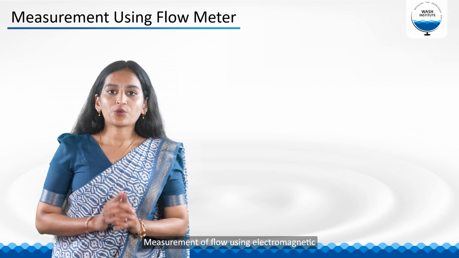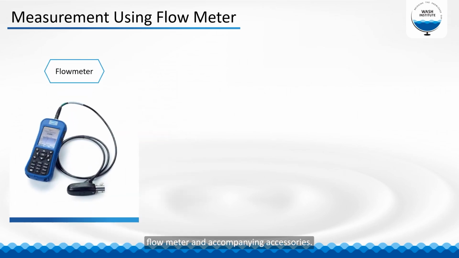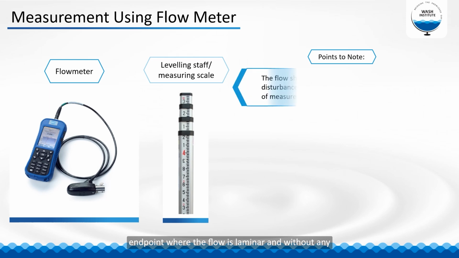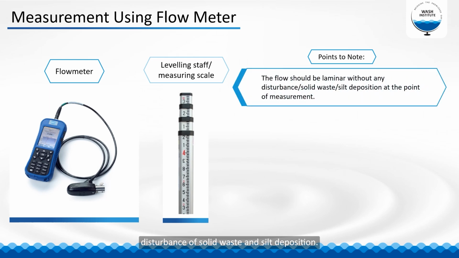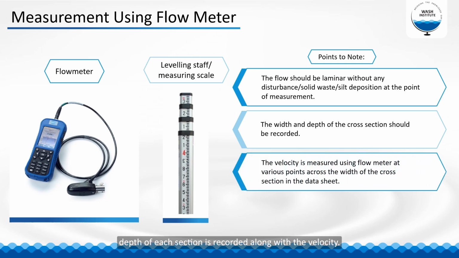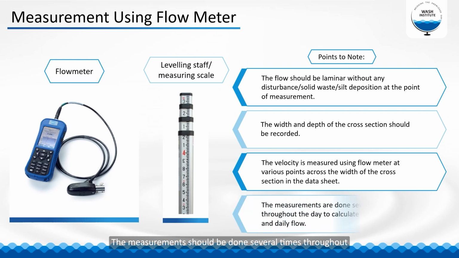Measurement of flow using an electromagnetic flow meter and accompanying accessories. One can use the meter themselves or hire an agency to measure the flow of each drain. Things to note to deploy this method include finding a section near the drain endpoint where the flow is laminar and without any disturbance of solid waste and silt deposition. The width of the cross-section should be divided into equal subsections and the depth of each section is recorded along with the velocity. The measurement should be done several times throughout the day to calculate the average and daily flow.